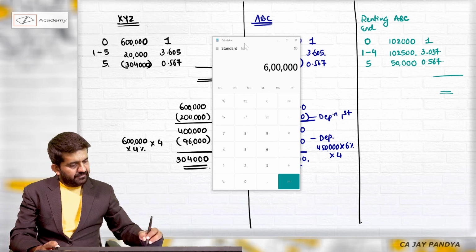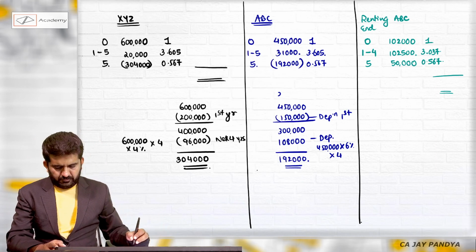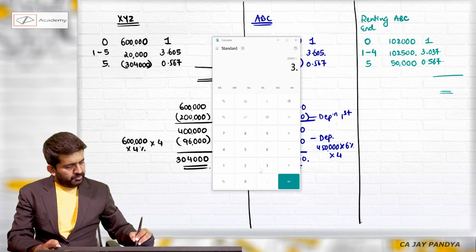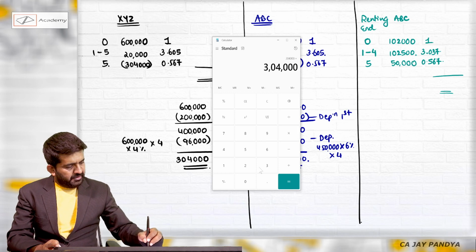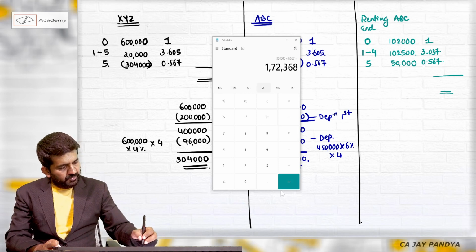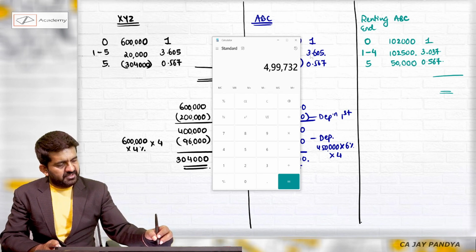6 lakhs is equal to 6 lakhs M plus 20,000 into 3.605 is equal to M plus 3,04,000 into 0.567 is equal to M minus MRC is 4,99,732.